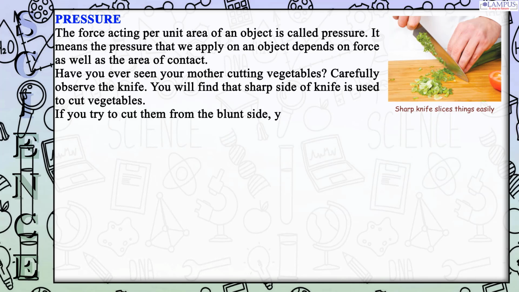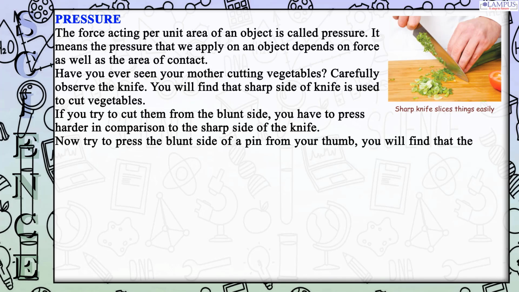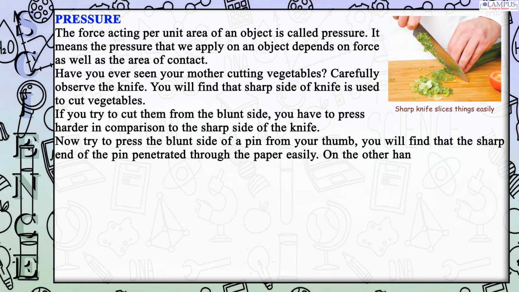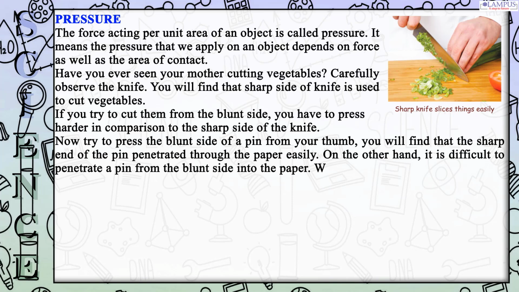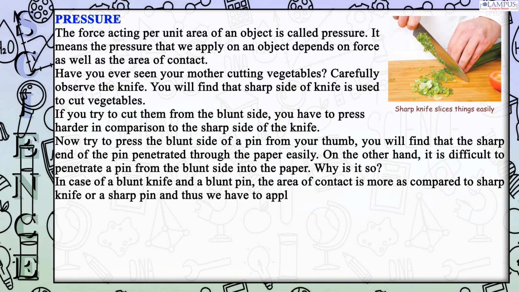You will find that the sharp end of the pin penetrated through the paper easily. On the other hand, it is difficult to penetrate a pin from the blunt side into the paper. Why is it so? In case of a blunt knife and a blunt pin, the area of contact is more as compared to a sharp knife or a sharp pin, and thus we have to apply larger force.